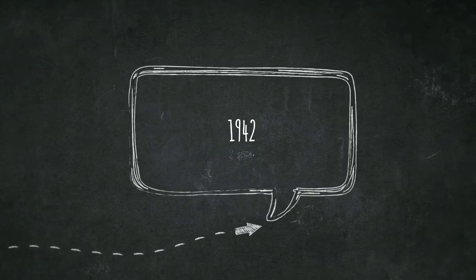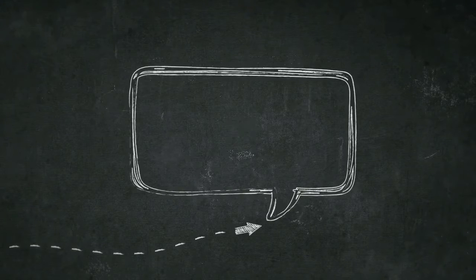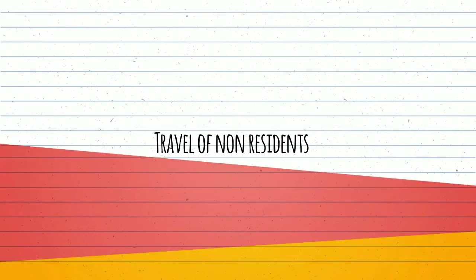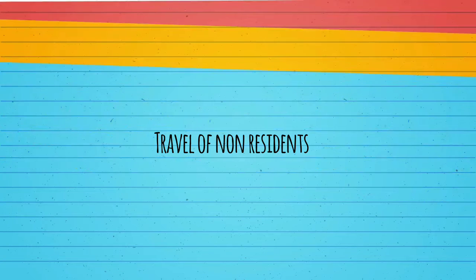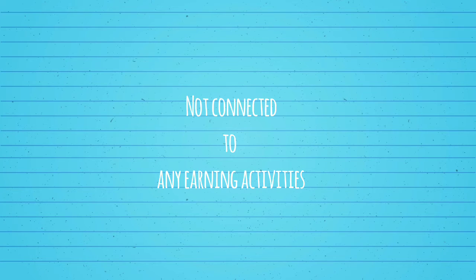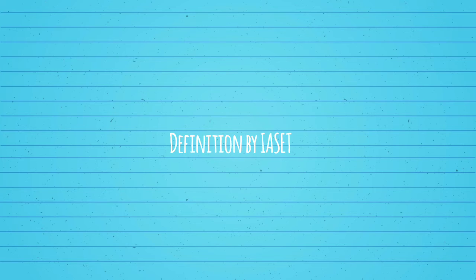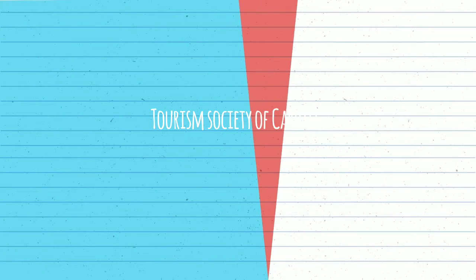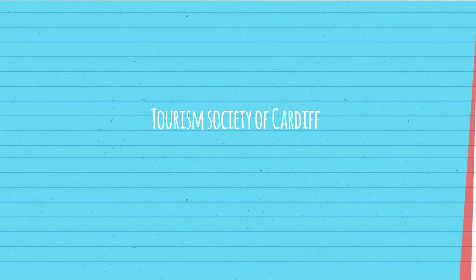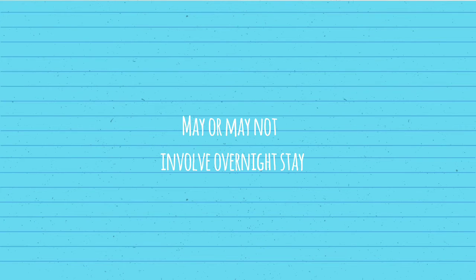Later on in 1942, we get another definition which says: the sum total of phenomena and relationships arising from travel and stay of non-residents, insofar as they do not lead to permanent residence and are not connected with any earning activities. And then we got another definition from the Tourism Society of Cardiff in the year 1981, which says that tourism may be defined in terms of particular activities selected by tourists and undertaken outside the home environment. Tourism may or may not involve overnight stay away from the home.